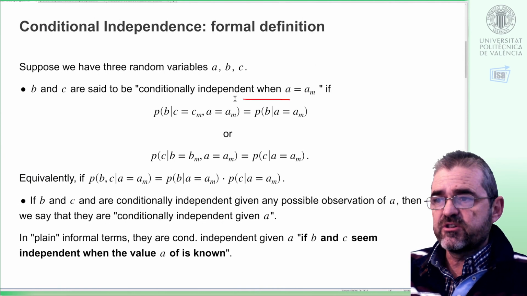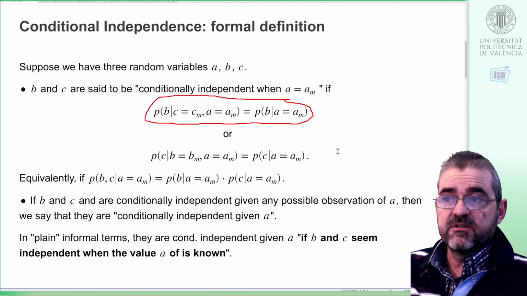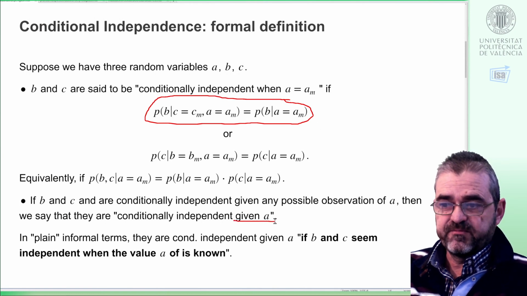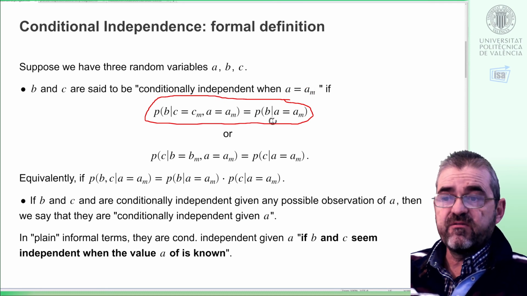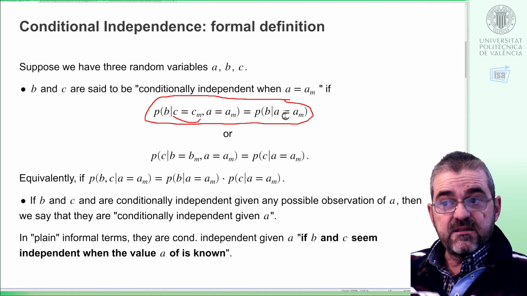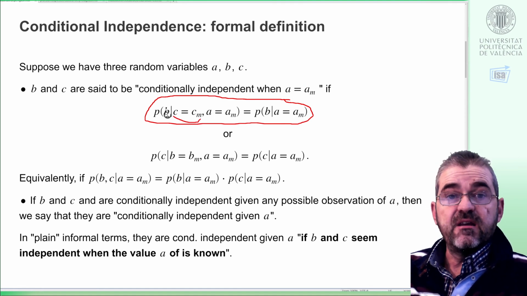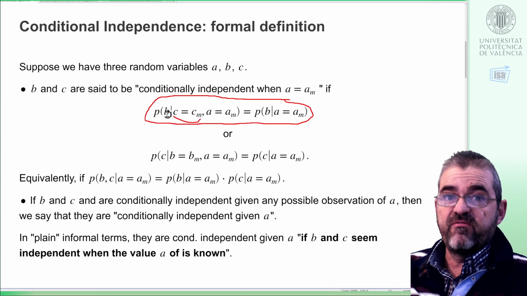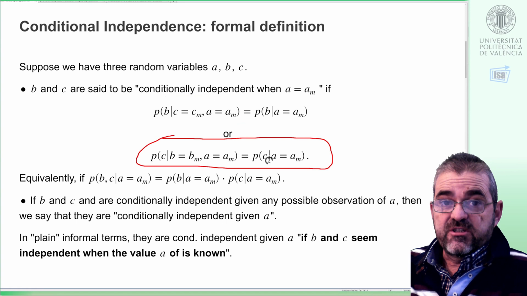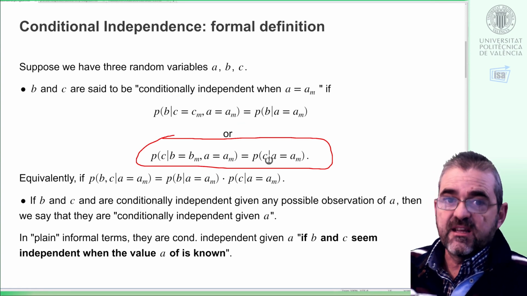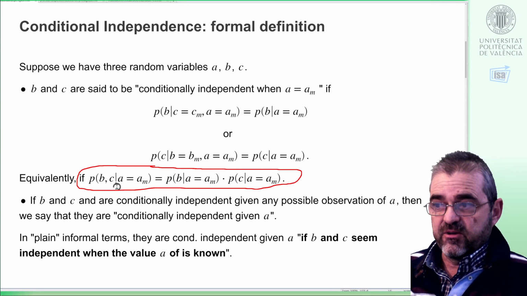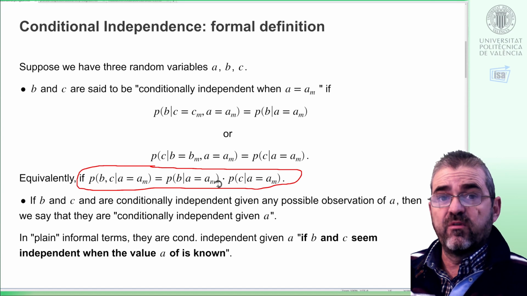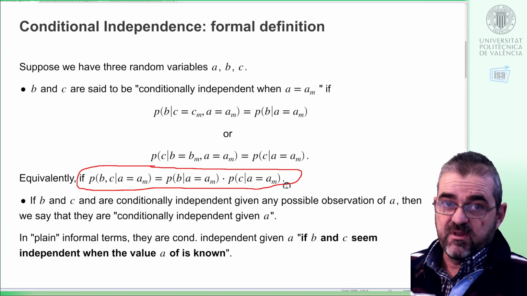If we review the formal definition, if we have three random variables, then B and C are conditionally independent given A, if that happens for any value A might take, if information about C when A is known does not change my belief on the probability distribution of variable B. Or I can just swap B and C and say the same. Alternatively, if the joint probability or density conditioned to A is the product of the conditional probabilities, then they are conditionally independent.